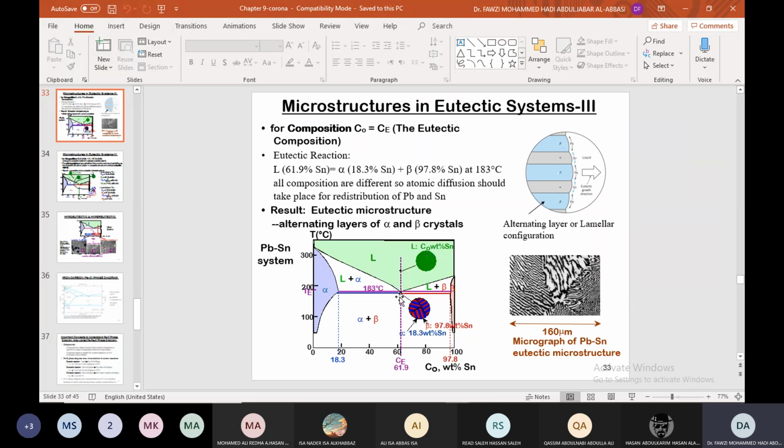In order to do that process the fastest way, it will form the alpha phase, which has much lower tin in it. So in the alpha phase area, they push the tin to the sides, basically. And in the beta phase, they push the lead to the side. So you will develop a layer there of alpha, which is rich in lead, and on the sides of it will form the beta phase, which is low in lead but high in the tin, basically. This is what happens.